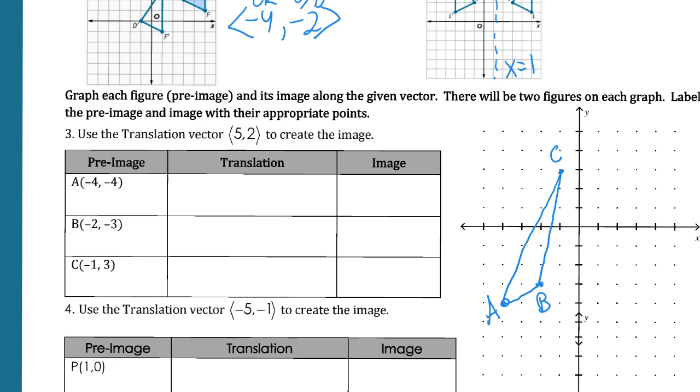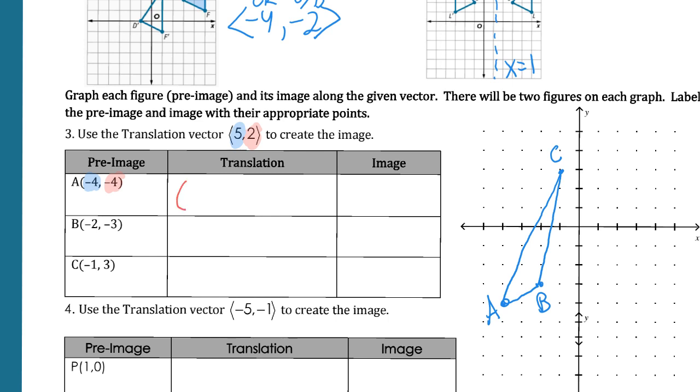So the translation formula they ask us to use, because we're using a grid, is this vector here. It's 5, 2. And so as we do this, the x's go together and so do the y's. You put the x coordinate with the x value of the vector, and the y coordinate with the y value of the vector, to get our point. So, okay, let's do this.